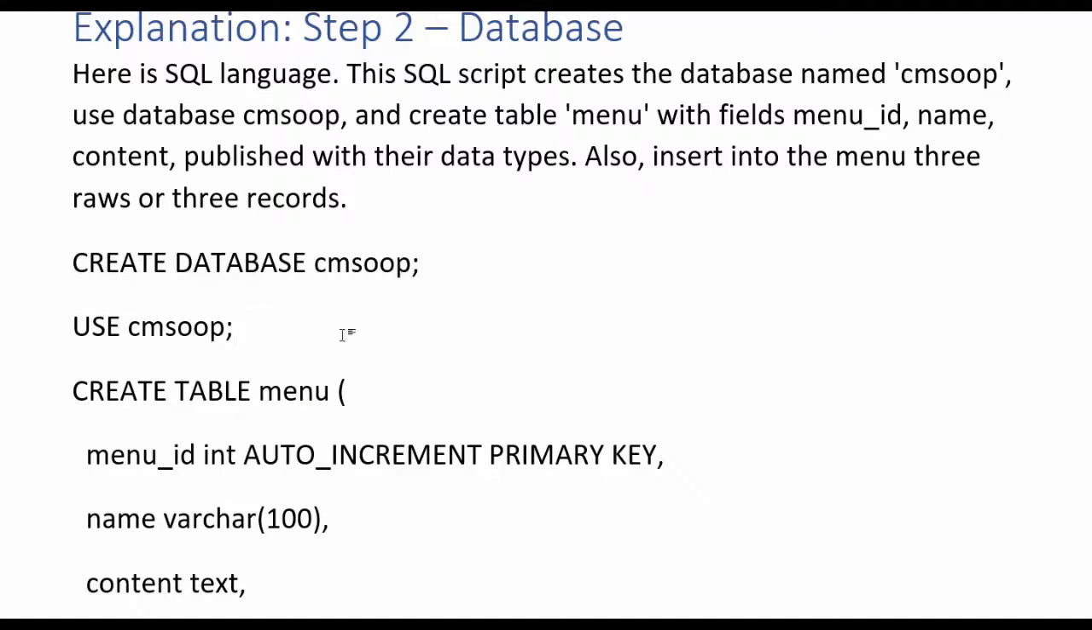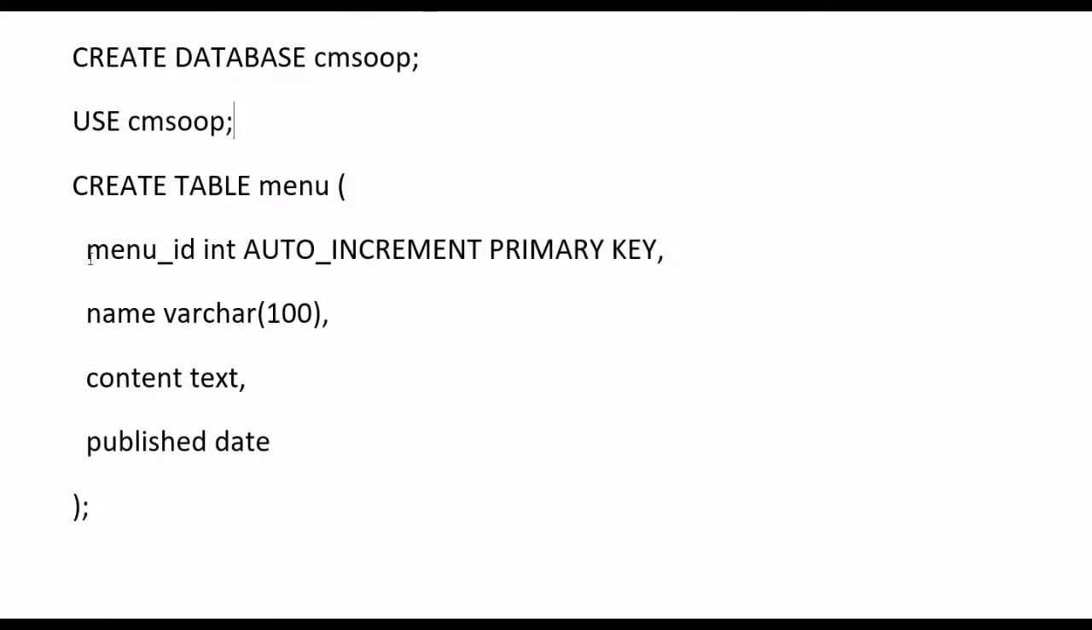Create a database CMSOOP. Use CMSOOP. Create table. Menu ID is the name of the field. Integer is the type of data. Auto increment primary key. It is the definition for unique identification and automatic increment of numbers, integer numbers.